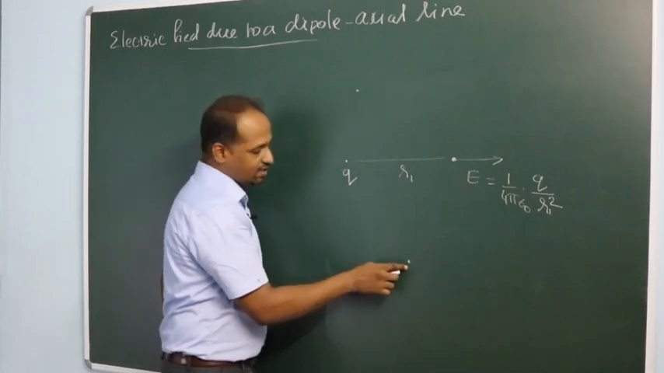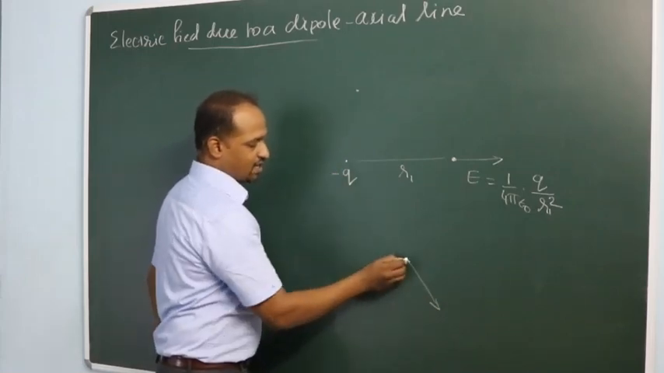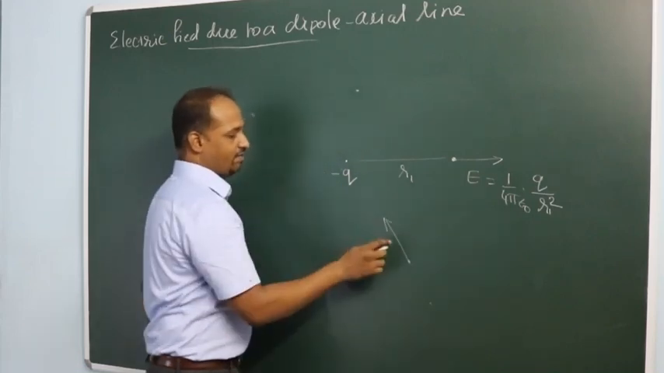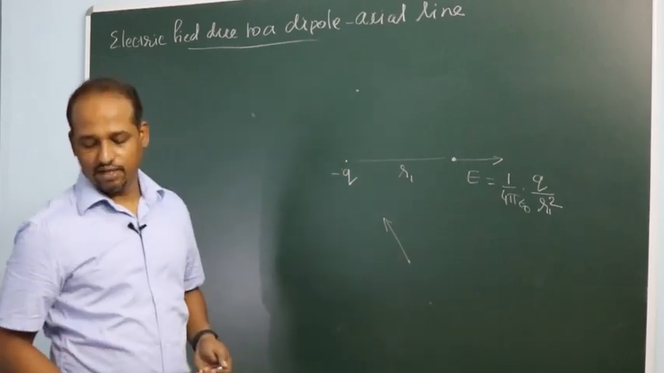If it is at a distance r2, it will be along this direction. Suppose this is a minus charge, the electric field will be along this direction, and the same value, 1 by 4 pi epsilon naught q by r2 square. Like that it will come.